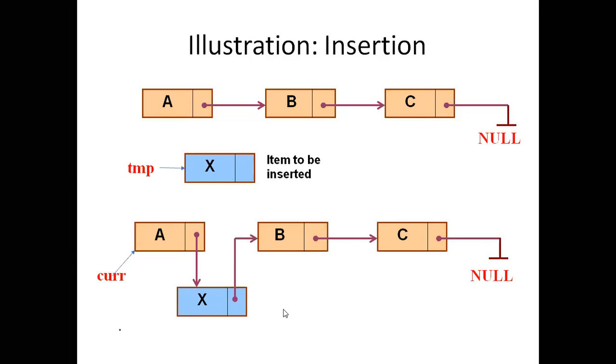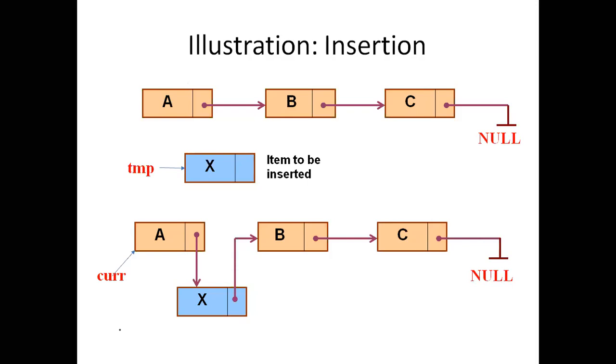For that, here you need to observe a very important point. First you need to link the temporary node's next to B. You are supposed to write the statement temp.next = B, and then you can write A.next = temp. Once again I'll repeat: temp.next = B, and then you can write the statement current.next = temp.